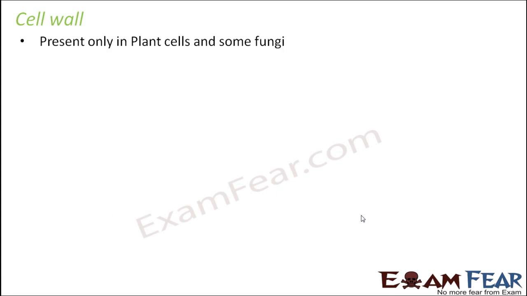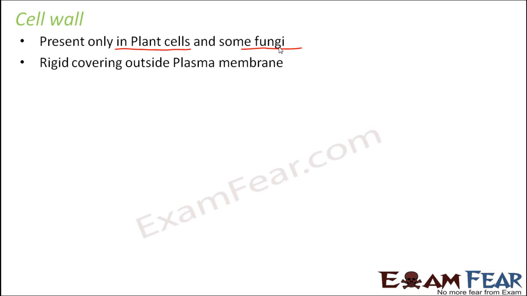So this is present only in plant cells and in some fungi. It is absolutely absent in animal cells, so they do not need an additional cell wall. Now the question is, where is it present? The cell wall is present outside the plasma membrane. So it is a rigid covering outside the plasma membrane.